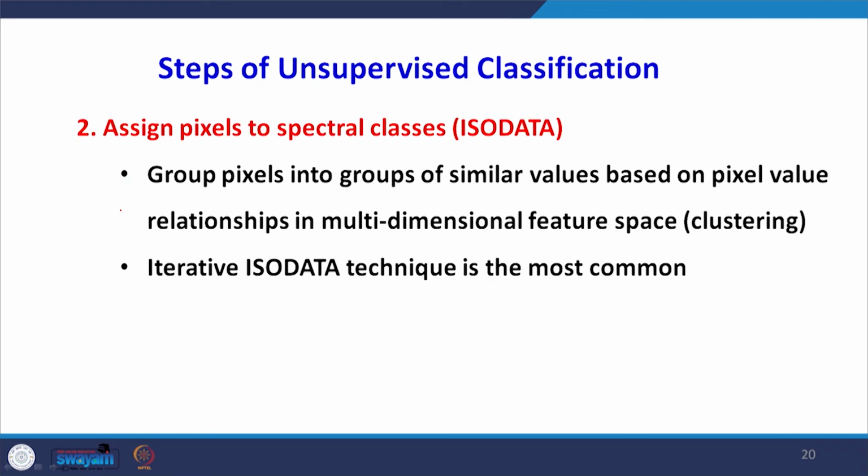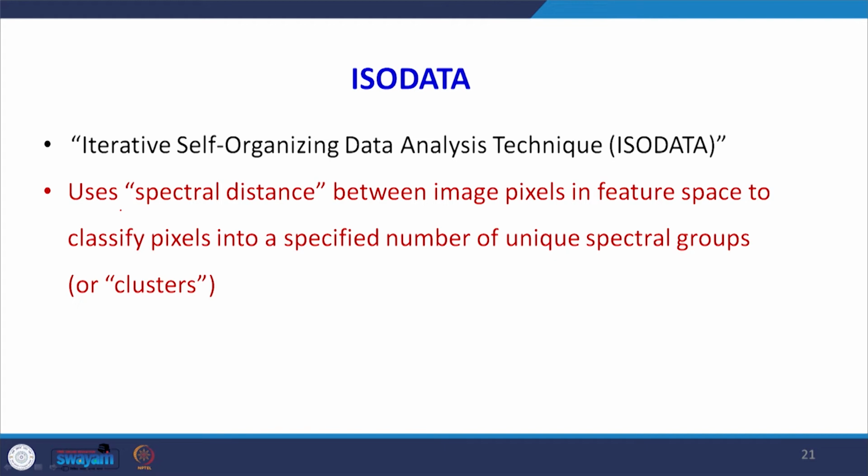Now, you are assigning pixels to the spectral classes. When you define the number of classes, each group of pixels, on the basis of similar values, is assigned a relationship in the multidimensional space, and this is called clustering. That is why this unsupervised classification technique is popularly known as the clustering technique, and there is a technique called ISODATA, which is very common and very popular. It is iterative in nature. We can carry out many iterations till we get the desired accuracy. ISODATA stands for Iterative Self-Organizing Data Analysis Technique.